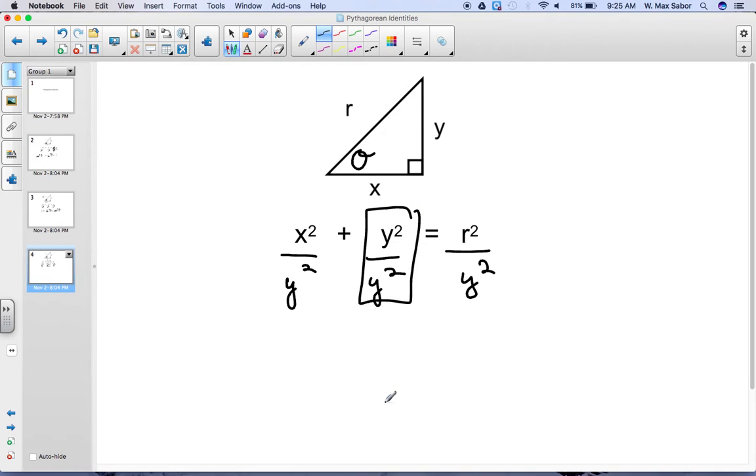This part becomes 1. R over y is hypotenuse over opposite, so that's cosecant. And x squared over y squared is cotangent squared of theta. Goodness, my writing. So cotangent squared of theta plus 1 equals cosecant squared of theta.